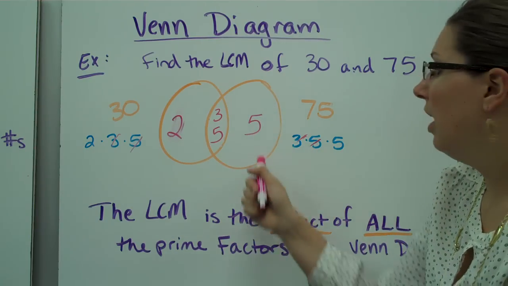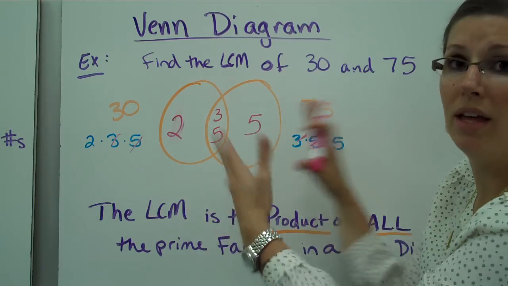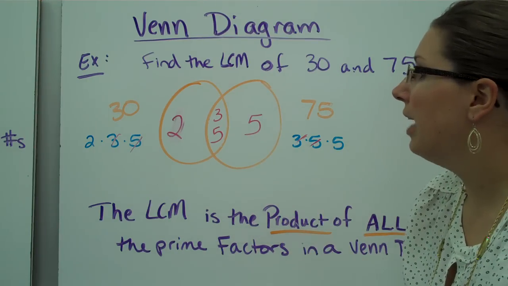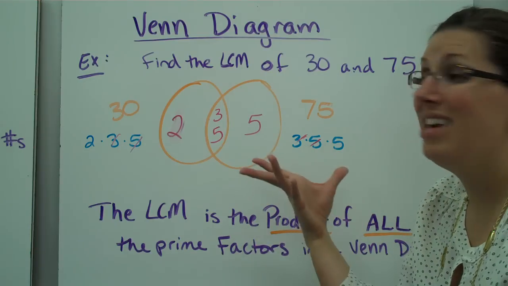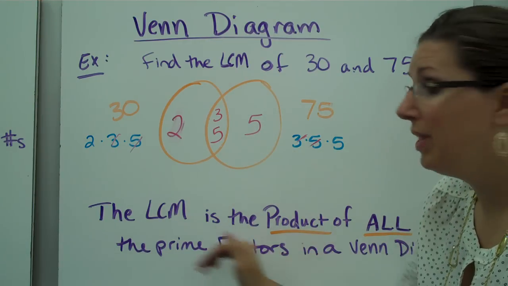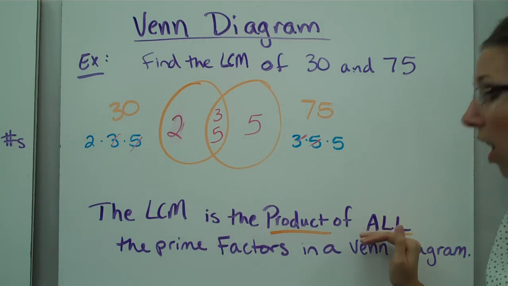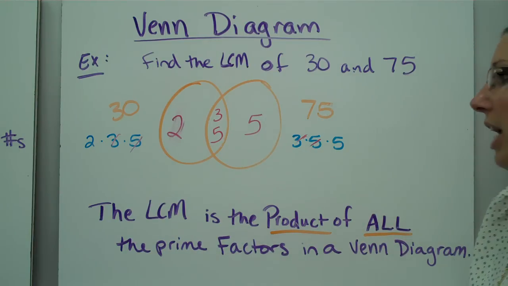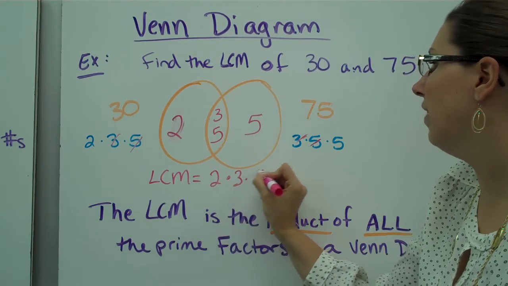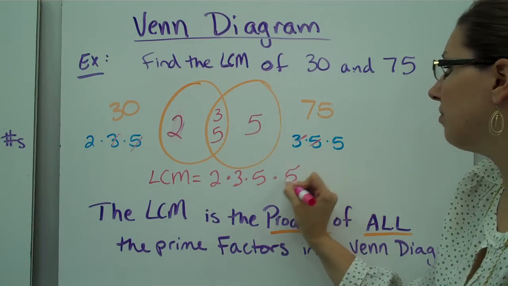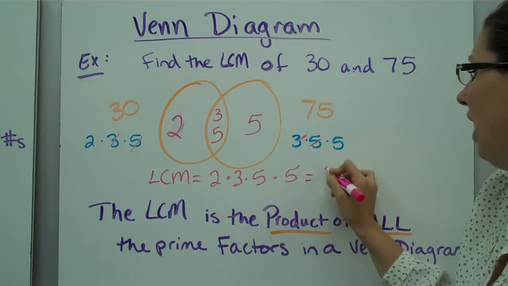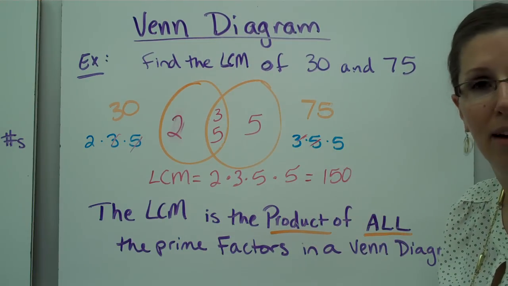Since they did not share a second 5 or a 2, they go in the region of each circle that does not overlap. So now we're going to multiply all the numbers that we see here. We'll multiply everything in a Venn diagram for the LCM. The LCM is the product of all the prime factors in a Venn diagram. So 2 times 3 times 5 times 5. And even though I've got it written a different way in a different order, I will still get 150 as my LCM here. Interesting, huh?